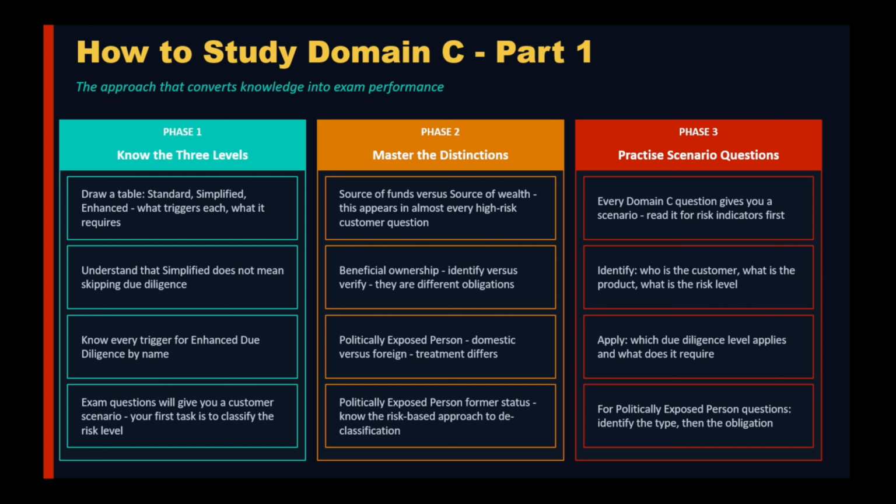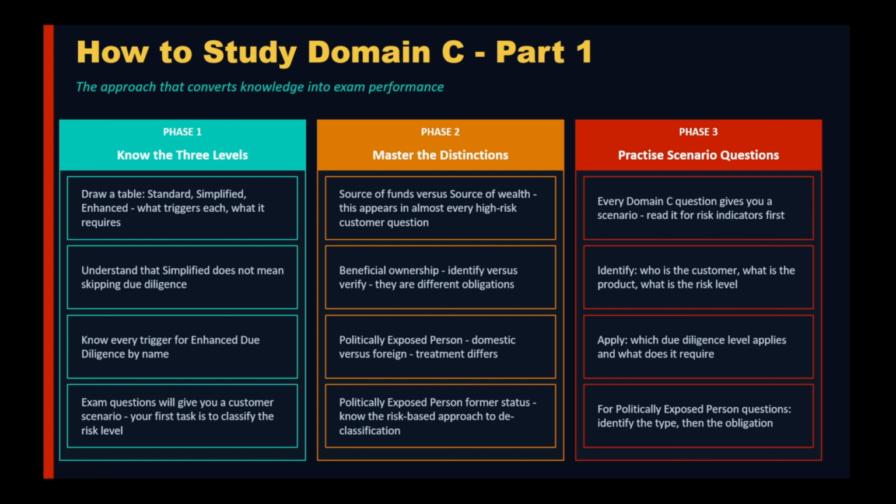Phase 3. Practicing the questions. Every Domain C question gives you a scenario. A customer approaches the bank. Here is their background. Here's what they want. Here's the transaction. What do you do?